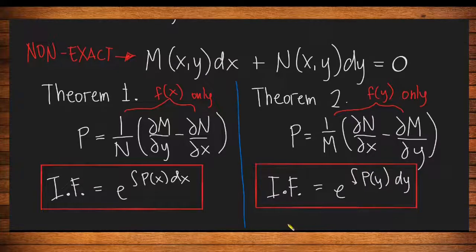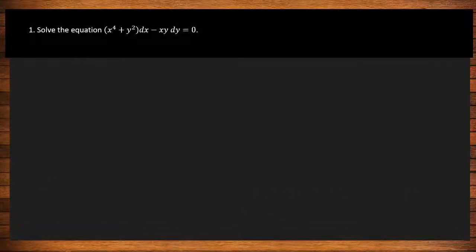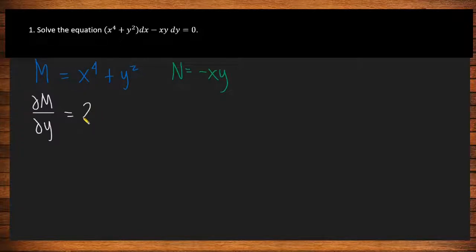Para mas maintindihan natin yung procedure in getting the integrating factor, let's take a look at this example here. Again, first thing that we are going to do is check if exact ba yung equation natin. Taking the partial derivative of M with respect to y, that will be equal to 2y. And then yung partial derivative of N naman natin with respect to x, that will be equal to negative y. So we can see here that this condition is not satisfied, therefore our equation is not exact.